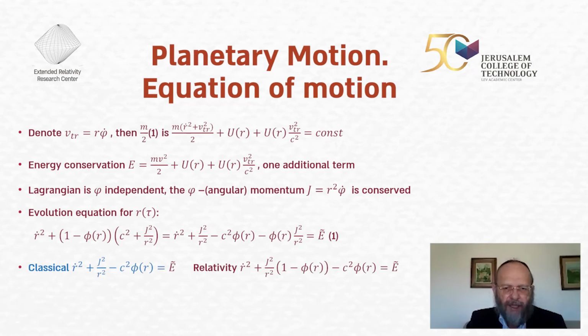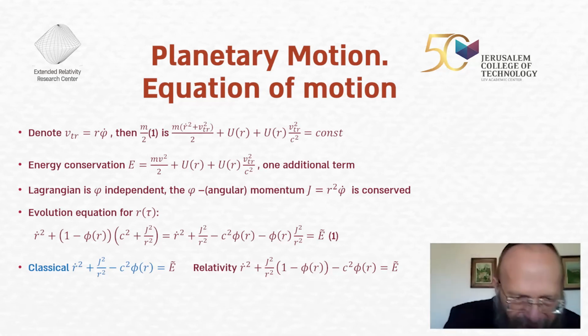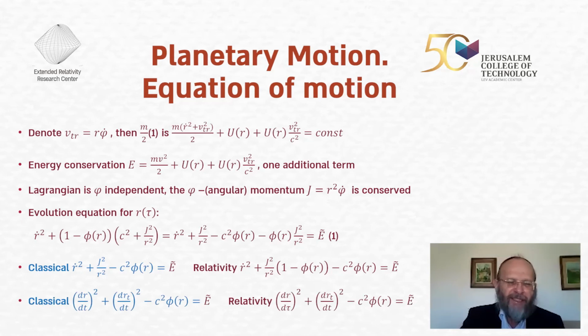So let's compare with the classical one. For the planetary motion, we had this equation. Let's look at what we have here. We have r dot squared, we had j squared over r squared, we have this term also, and it was here. We had only one additional term, which is really multiplied by j squared over r squared. What I observed, that's really fresh from yesterday, is that really this term we had.